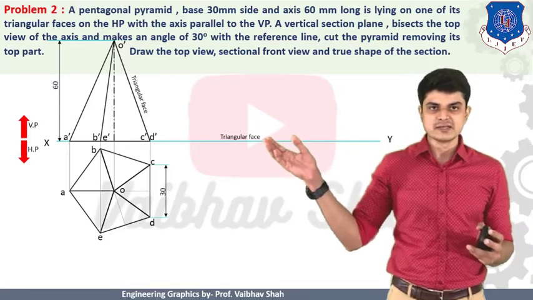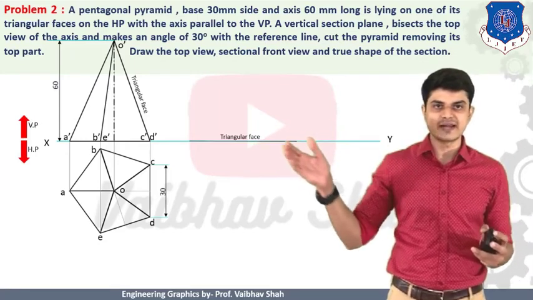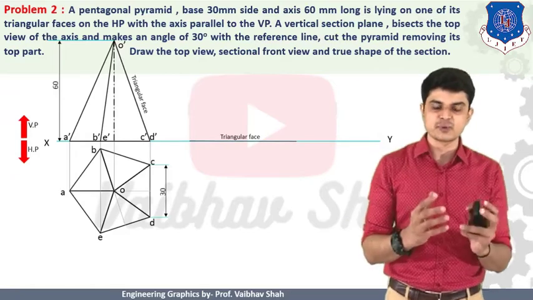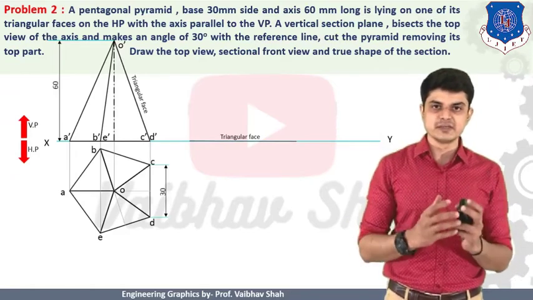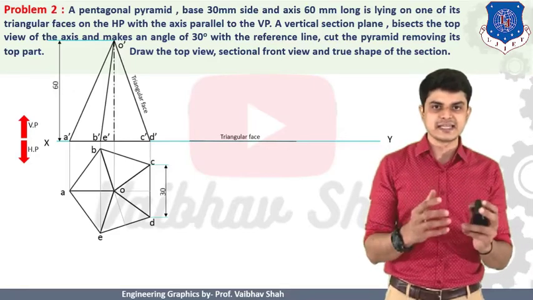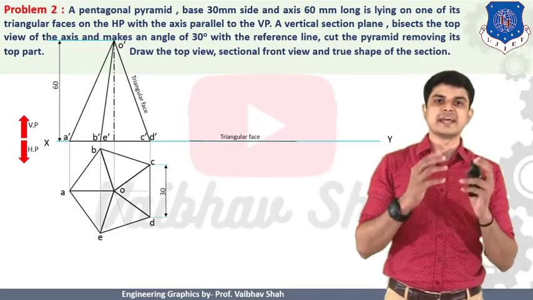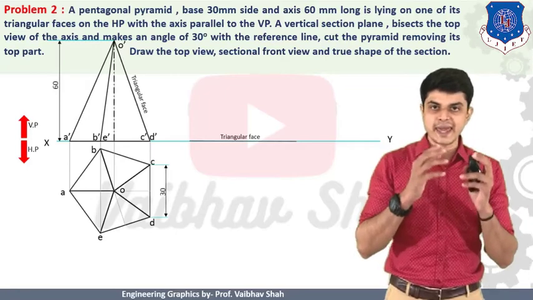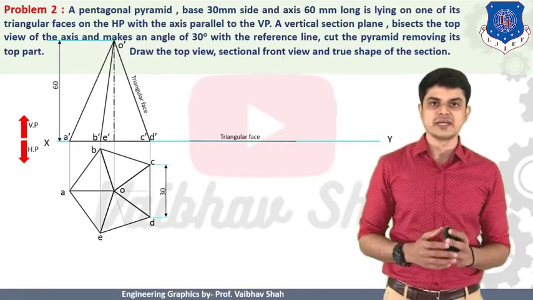We should place that triangular face somewhere here on the XY line. So if we can put this triangular face onto HT or onto XY line, then we can have a final condition which says that the triangular face must be on HT. On HT means on XY line. We have put our triangular face onto HT.